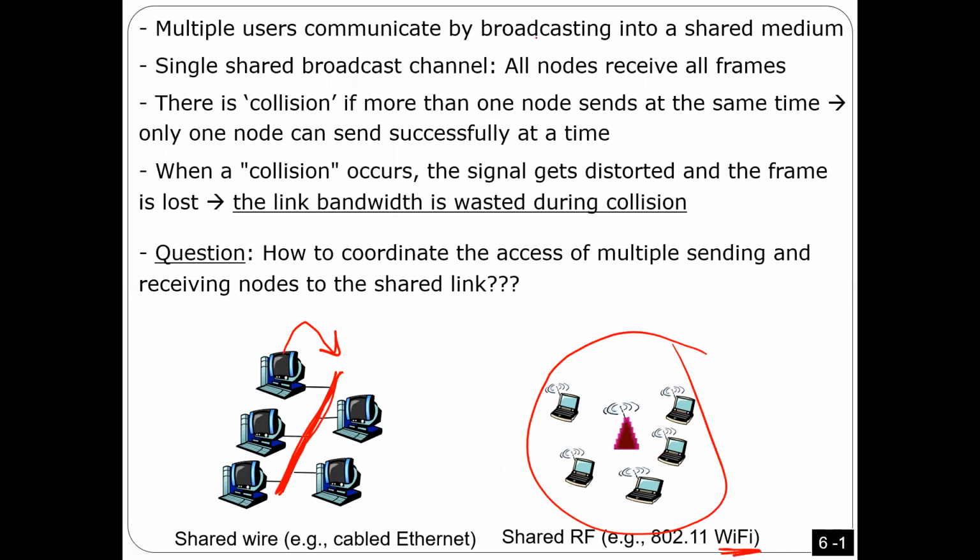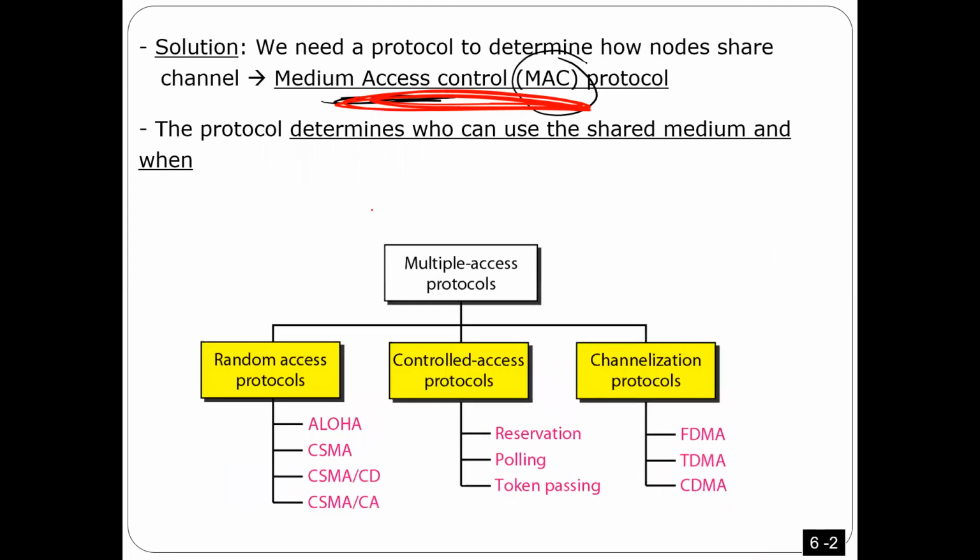Multiple users can communicate by broadcasting into a shared medium. A single shared broadcast medium. That means all computers can receive data because this is a shared medium. Okay? When collision happens, bandwidth is wasted. So we wasted bandwidth, okay? No one is going to gain benefit from collision.